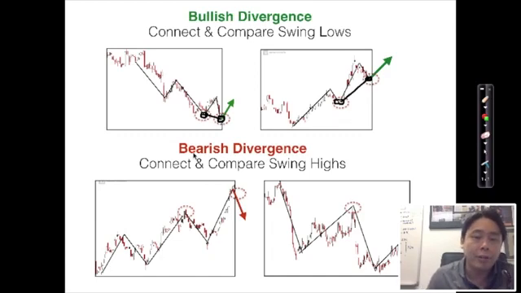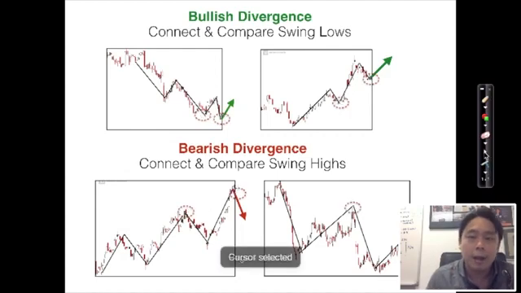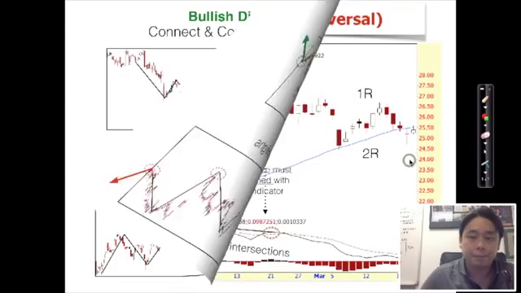But for bearish divergence, we always connect swing highs. We connect the swing highs, okay? Connect the swing highs, and we compare them to the indicator. Now, if you're still a bit confused, don't worry, I'm going to go through it in a short while, yeah? All right, so just memorize this. Once you got this, let's go into detail for the 4 kinds of divergence patterns.